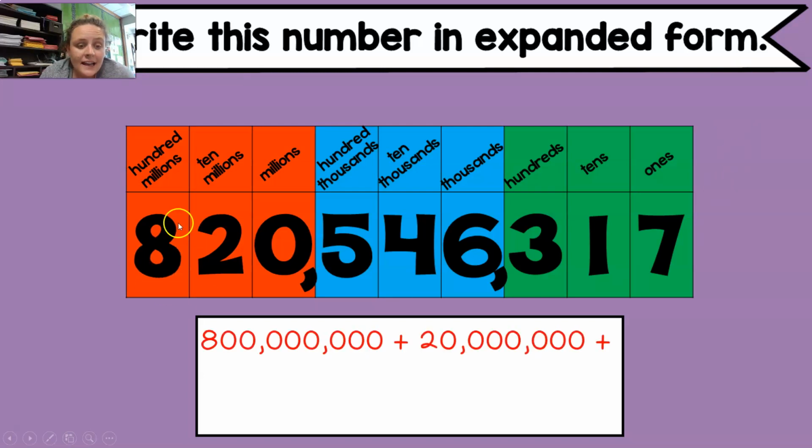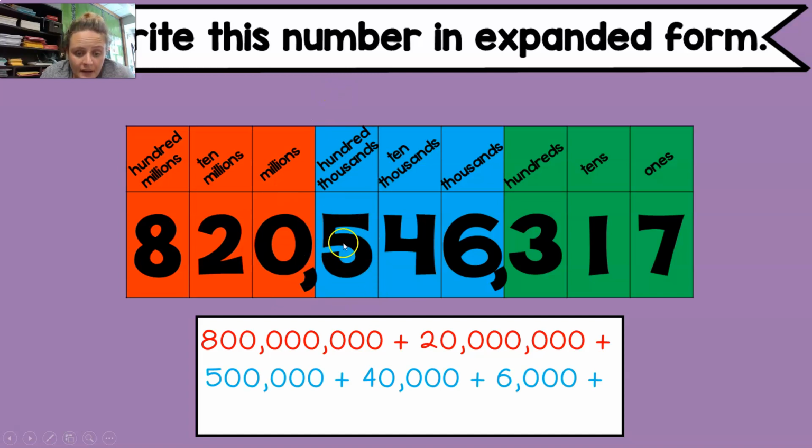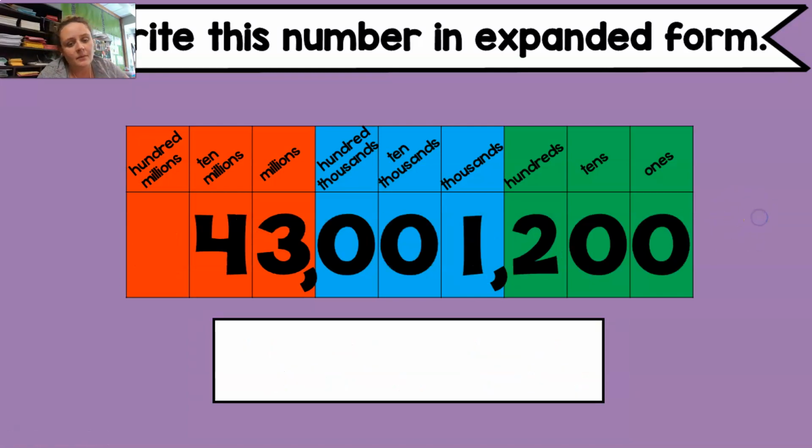So we've got our 800 million, right, which has our 8 zeros. We've got our 20 million, which has our 8 zeros. This is worth nothing, so we don't include it. We've got our 500,000, which has 5 zeros, our 40,000, which has 4 zeros, and our 6,000, which has 3 zeros. Then we've got our 300, our 10 plus 7. Whew, that was a lot of work. Nice job, boys and girls.